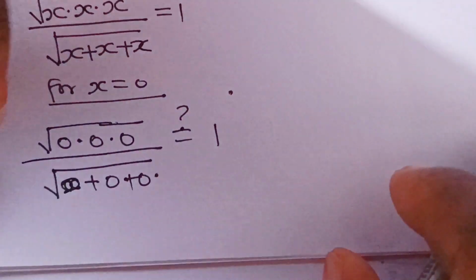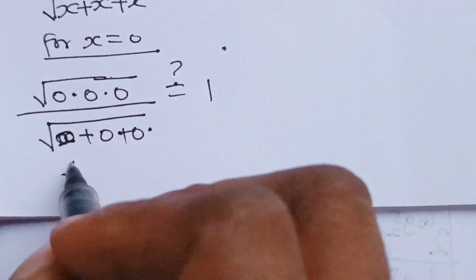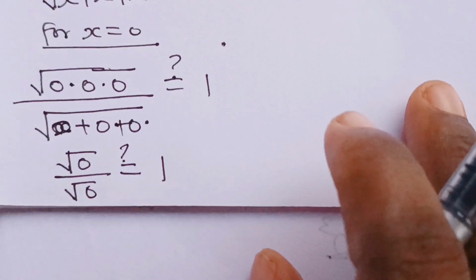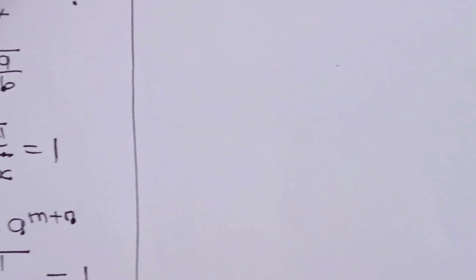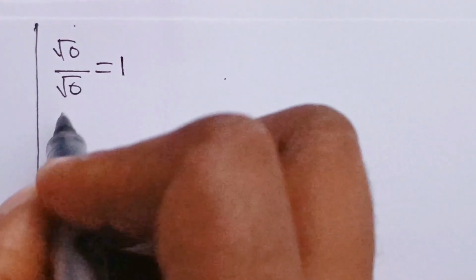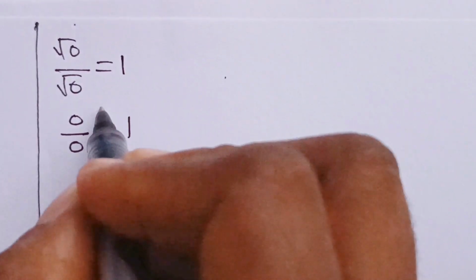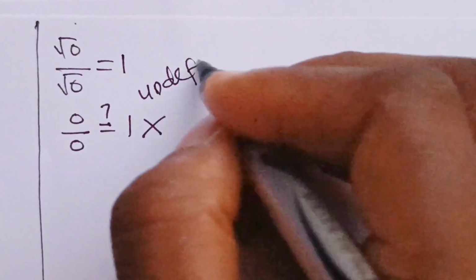Okay, now we have the square root of what? 0 divided by the square root of 0 is equal to 1. Now let's continue. Allow me to draw my line. So this is where we are: the square root of 0 divided by the square root of 0 is equal to 1. Now the square root of 0 is 0, the square root of 0 is 0, and this is equal to 1. Is that so? No, because this is what? Undefined. So this is rejected.